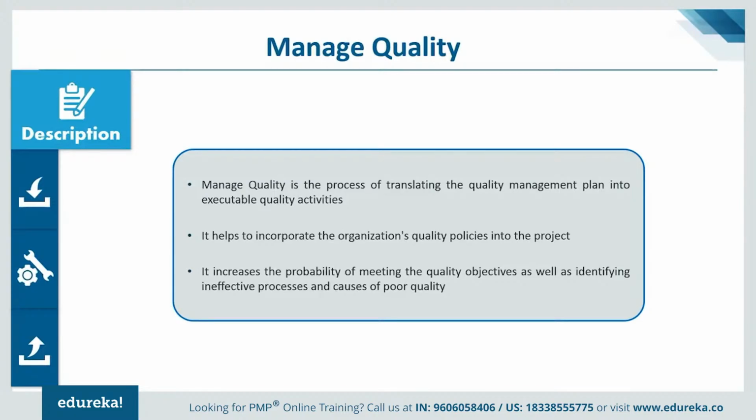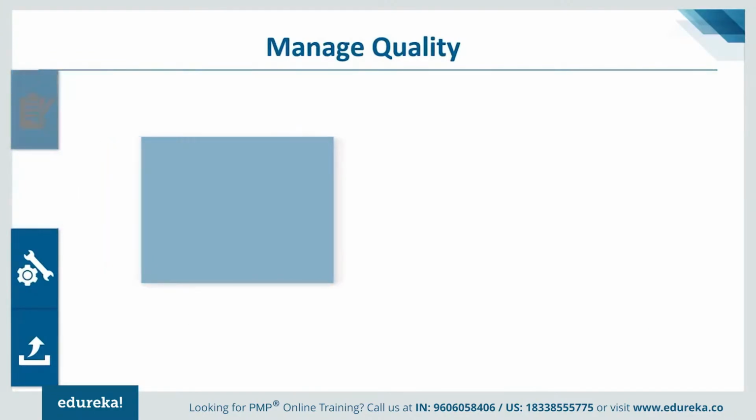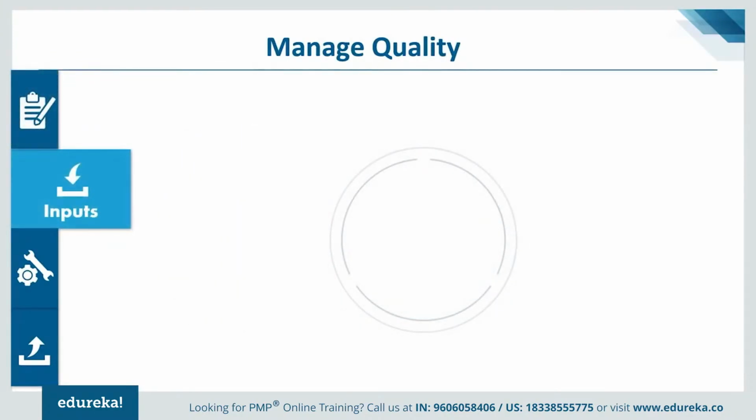It also helps us in improving the probability of meeting the quality objectives. And not only that, identifying the ineffective processes and cause of poor quality. So it's all about identifying those aspects and fixing those aspects, act upon those gaps. So when we have started executing on the plans, we would certainly be able to come to know about these things. So let's do a bit of a deep dive, starting with, of course, the inputs.